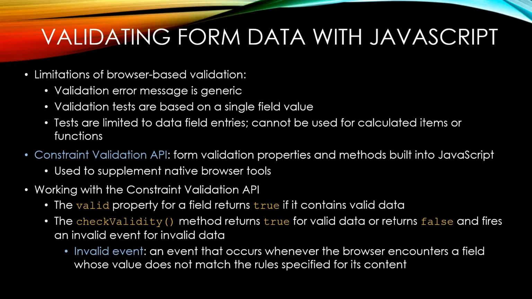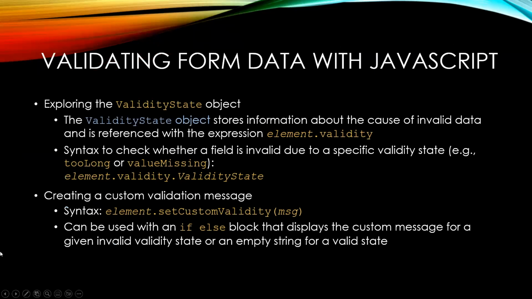Again, I'll go back to, say we do a zip code. A zip code in the US is numeric. If there is an alphanumeric put in there, it will create an invalid event. We can explore the validity state object. And what that's going to do is that's going to store information about what caused that invalid data event. And we can reference it by saying whatever the element is, dot validity. If we want to check whether a field is invalid due to a specific state, we can also do that. So we can say the element dot validity dot whatever state we're looking for.